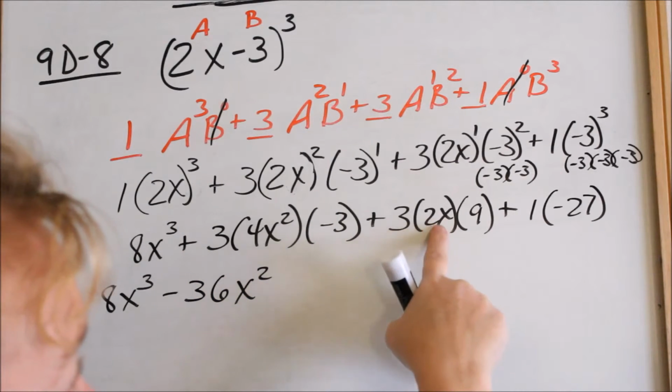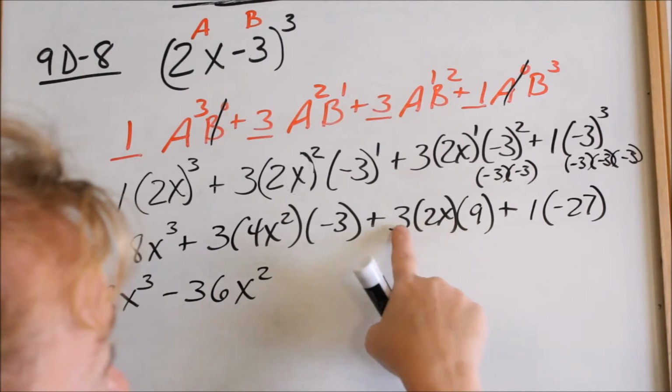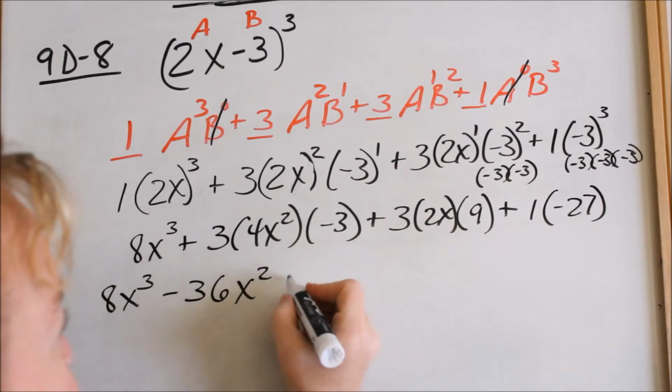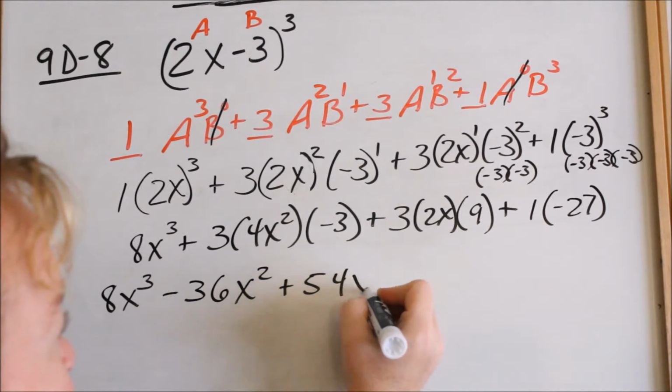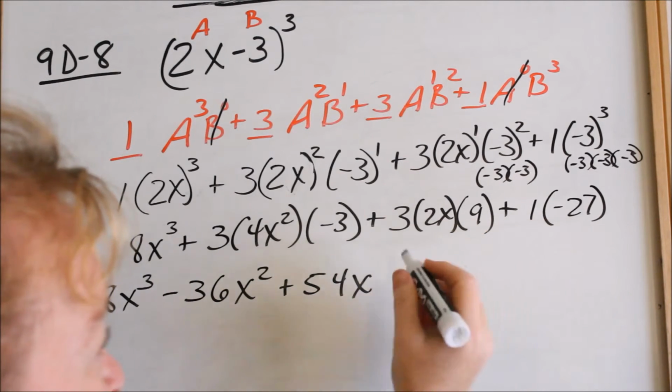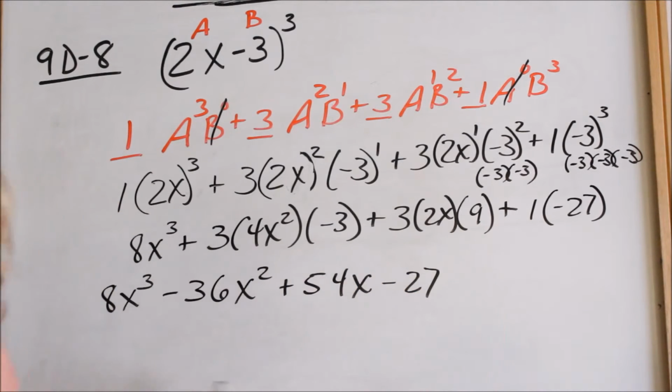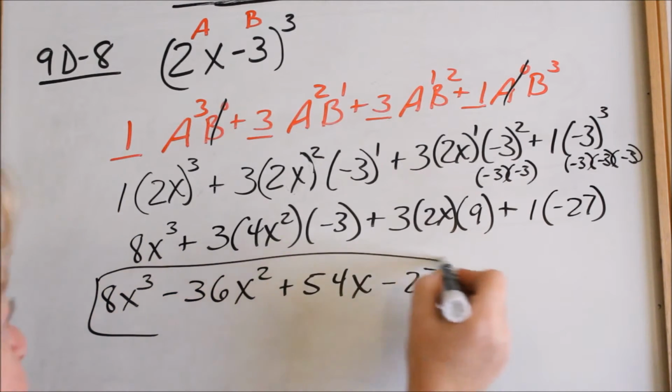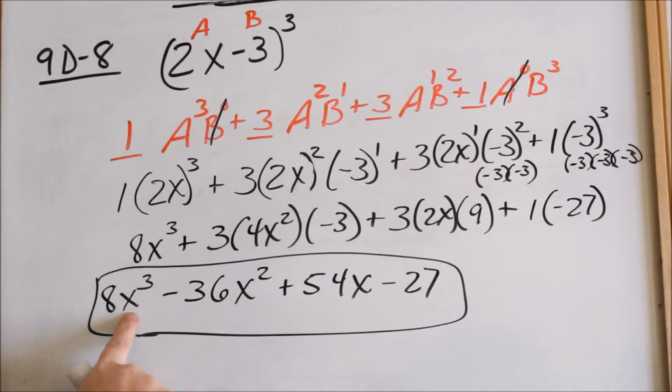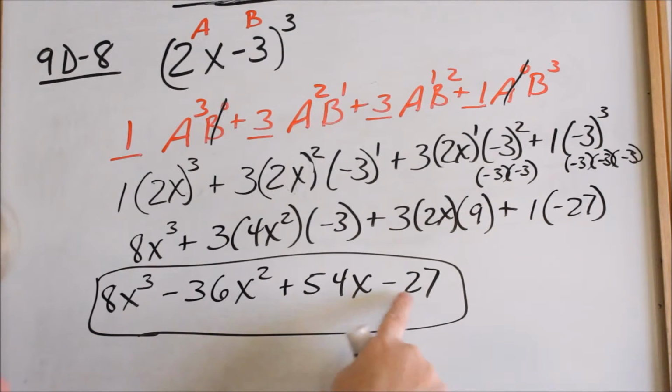And then 3 times 2x times 9, numbers to numbers. 3 times 2 is 6, times 9 is 54. And then I still have my x. And then 1 times negative 27, negative 27. Okay, now, there's nothing else to simplify. I can't combine x cubes to x squares to x's to whole numbers.